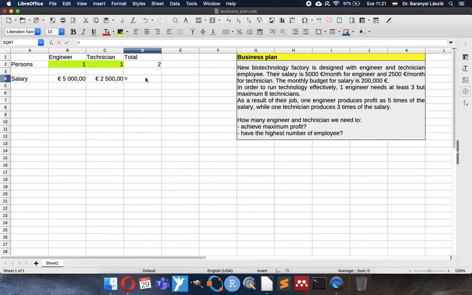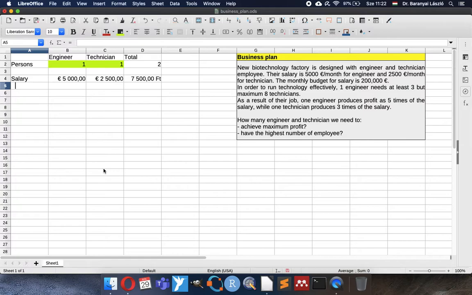Now comes the trick how to calculate the total salary we pay. We have engineers. You can see that as I start typing the name, the registered cell reference is already offered to me, and then I multiply the number of engineers with their salary plus the number of technicians, it was already suggested to me, multiplied with their salary.